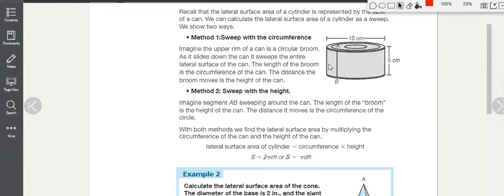But you should already know, if it asks you to find lateral surface area of a cylinder, you calculate the perimeter of the base, so that's a circumference in this case. Perimeter of the base, and you just multiply that by height. Okay? Perimeter or circumference times height.